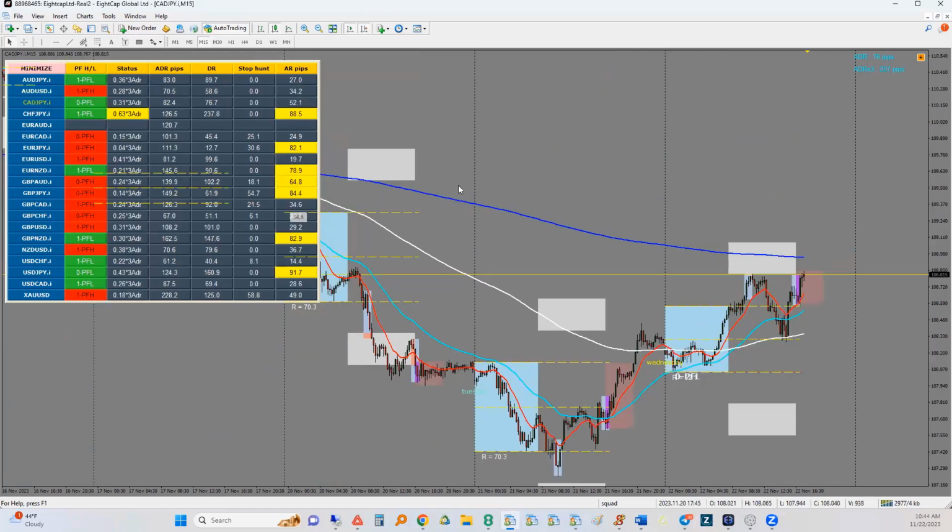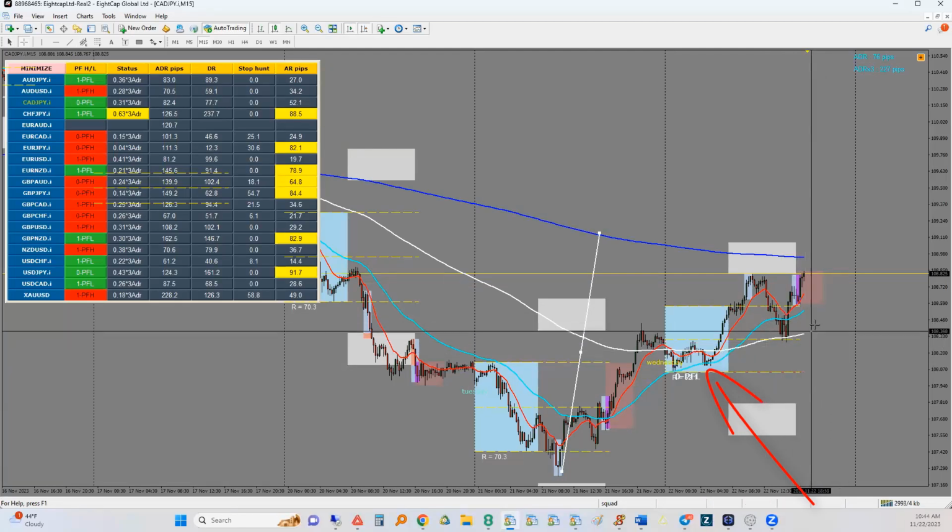Okay, so we see CAD JPY. Tell me, is it far from the peak or is it close to the peak? What you show me is far away. Yeah, very good. Even though here it says the peak is 0 PFL, the peak is actually here. This is the farthest point before the reversal. So today would have been a good opportunity to target a buy.